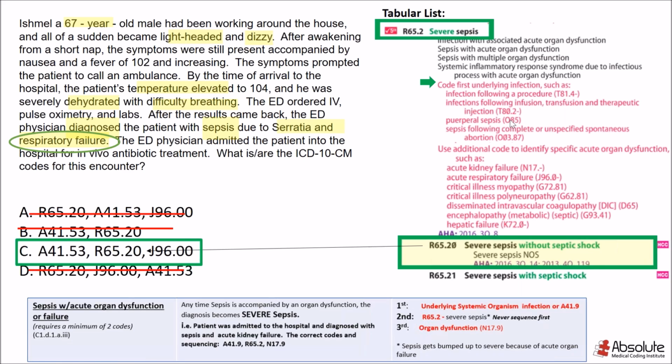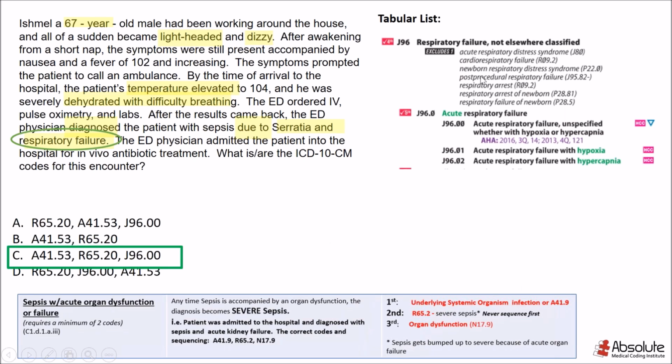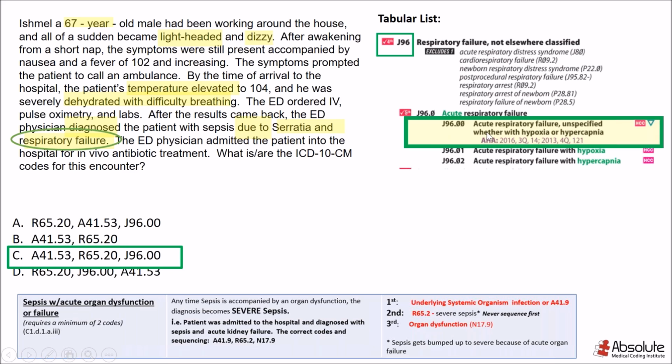Then if you look farther down, it says use an additional code to identify specific acute organ dysfunction. And if you look a little further down, you will find acute respiratory failure there. That would lead you to J96. That would cut so much time. You don't even have to go there because that is given, but for the purpose of showing you, we are led to that respiratory failure right here. If you go down, you will find J96, acute respiratory failure specified. So now all three of these codes are telling the whole story of what your scenario is about.